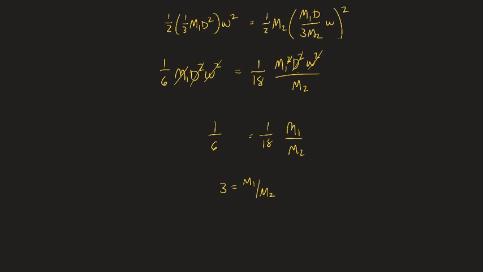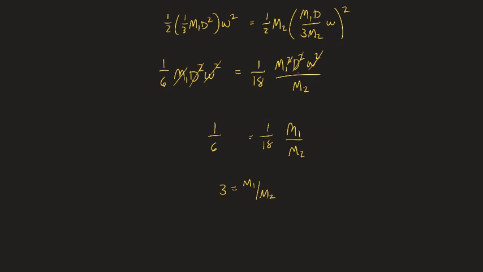But momentum is always conserved if there's no external force on the system. So this system had no external torque on the system. Therefore, momentum was conserved. So can we use momentum to solve this as well? You had to use momentum to solve it, but you can't use it to find the ratio of M1 to M2.